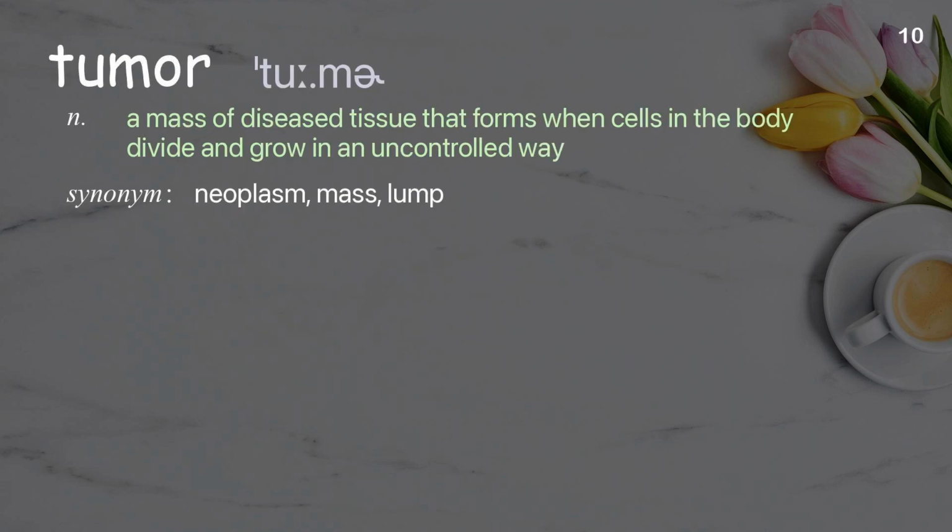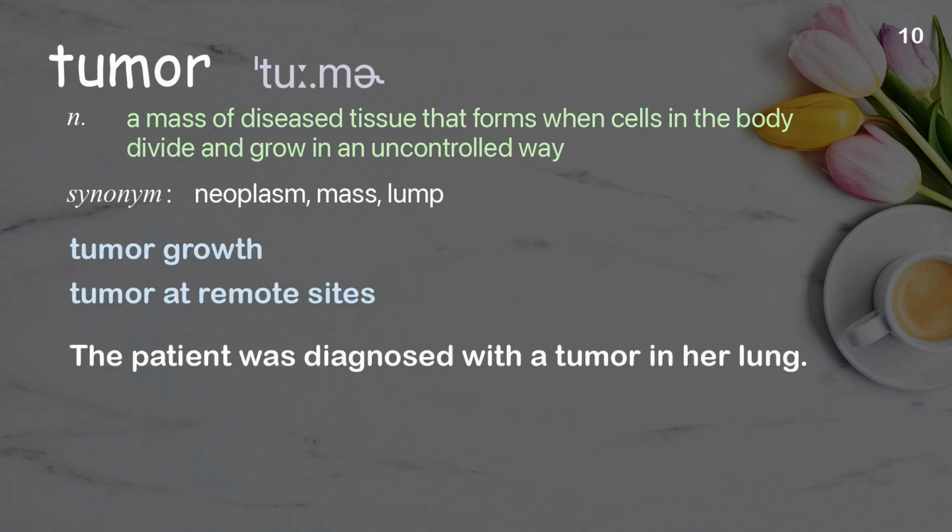Tumor. A mass of diseased tissue that forms when cells in the body divide and grow in an uncontrolled way. Examples: tumor growth, tumor at remote sites. The patient was diagnosed with a tumor in her lung.